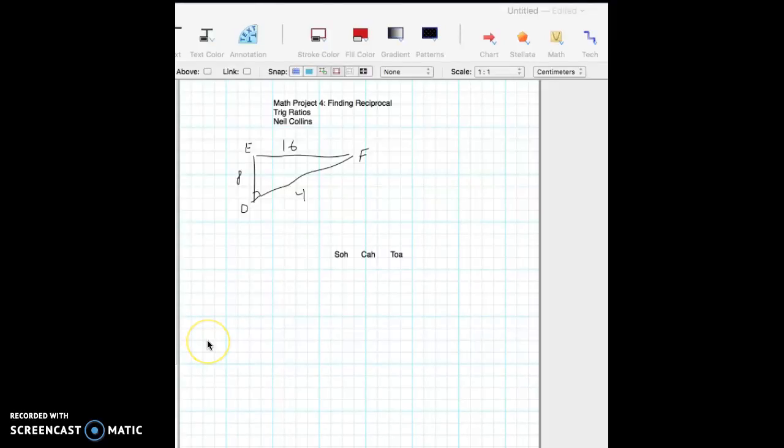Hey there, so today I'm doing my math project on finding reciprocal trig ratios. I already set up a triangle here, a right triangle actually. Let me draw in that 90-degree angle right here.